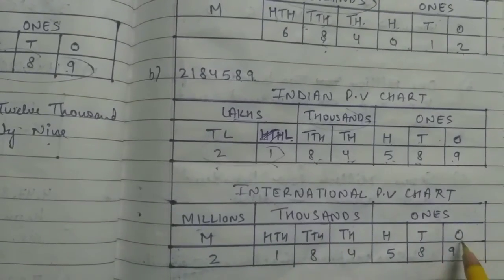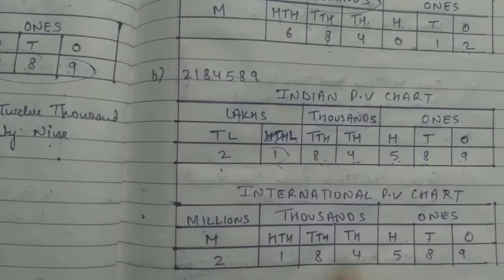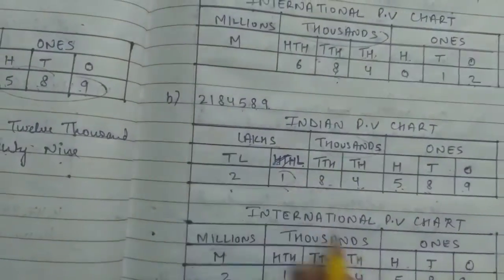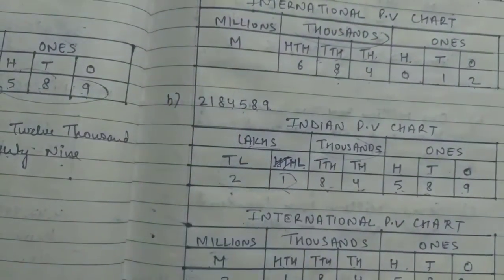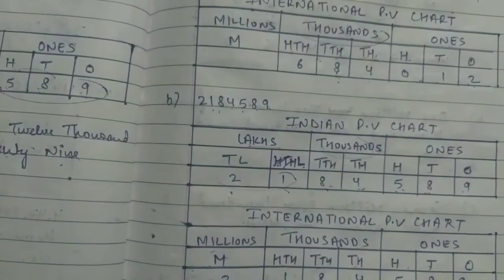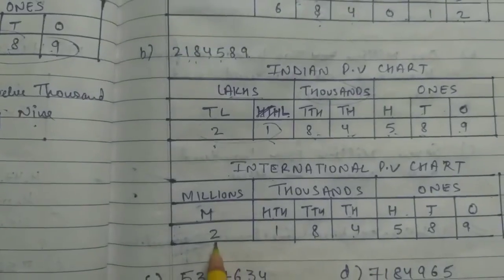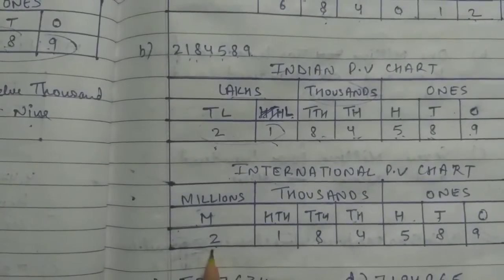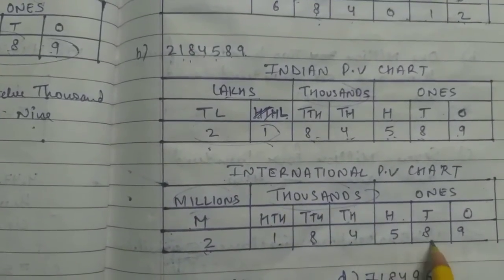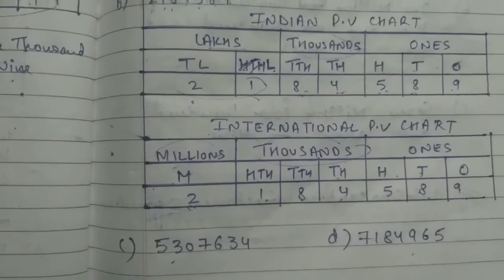ones, thousands, millions, having the places ones, tens, hundred, thousand, 10,000, 100,000, and million. And the digits can be put as 9 on the ones place, 8 on the tens place, 5 on the hundred place, again 4 on the thousand place, 8 on the 10,000 place, 1 on the 100,000 place, and 2 on the millions place. So we can read it as 2,184,589. So in this way you can do part C and part D, which are meant for your homework.